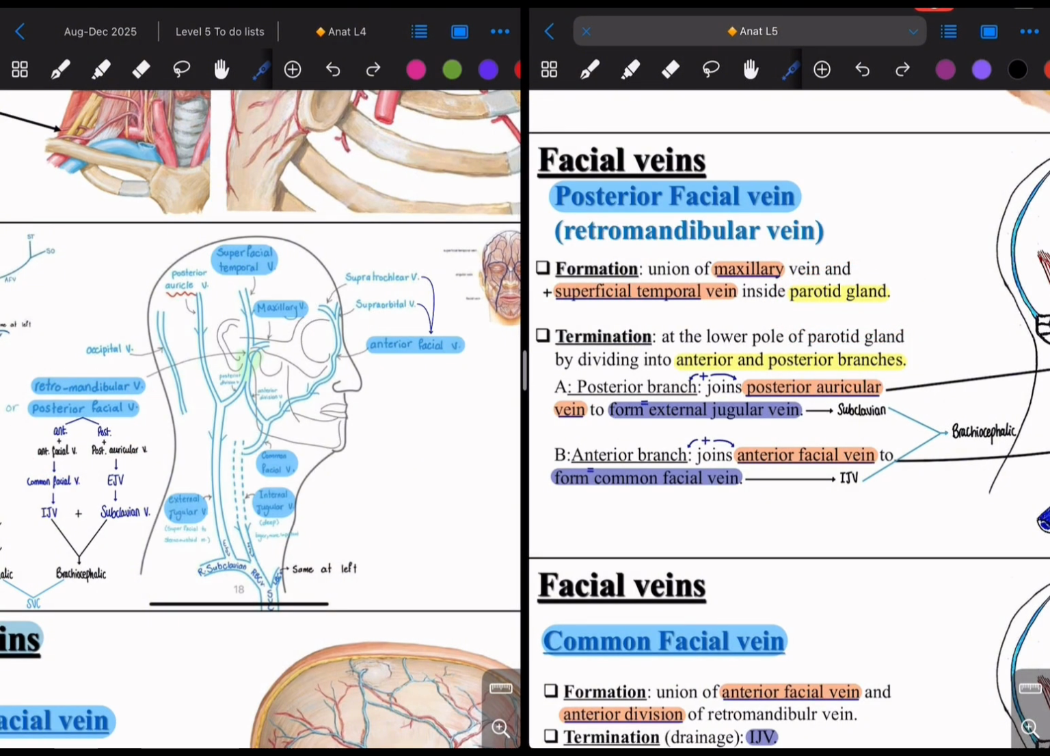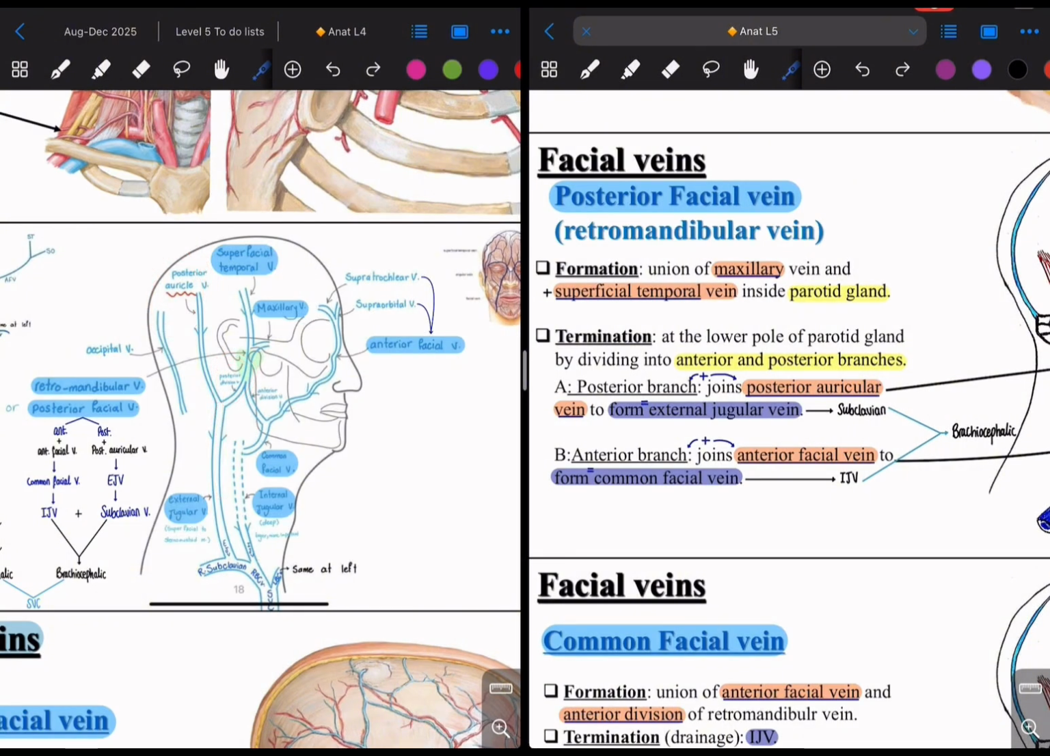Then termination. Where's the termination? It has two terminations, the posterior branch and the anterior branch, and we said it divides into two branches, right? Let's start with the anterior. The anterior branch, we just mentioned it a second ago, is the anterior division. It's gonna unite with the anterior facial vein and give us the common facial vein. This is the anterior branch. What about the posterior? The posterior is going to unite with the posterior auricular vein, and they're going to give us the external jugular vein.